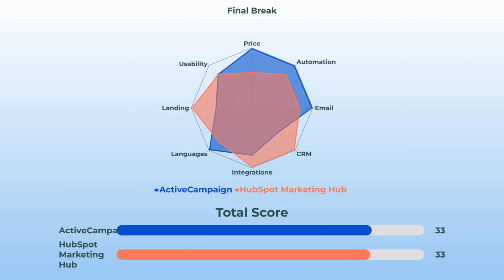Now, if you're a visual person like me, just imagine a radar chart. ActiveCampaign dominates on pricing, automation, email, and globalization. HubSpot hits peak scores with CRM, integrations, and CMS, and they go nose to nose on usability. You really see each one's sweet spot.